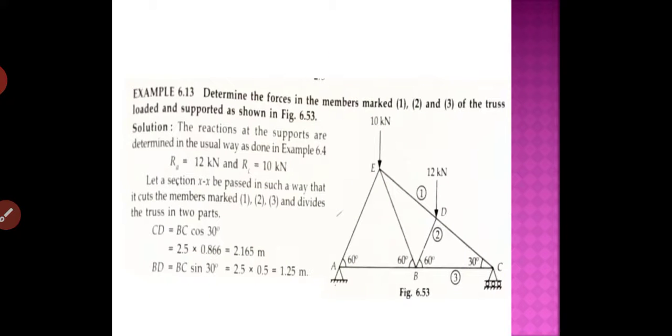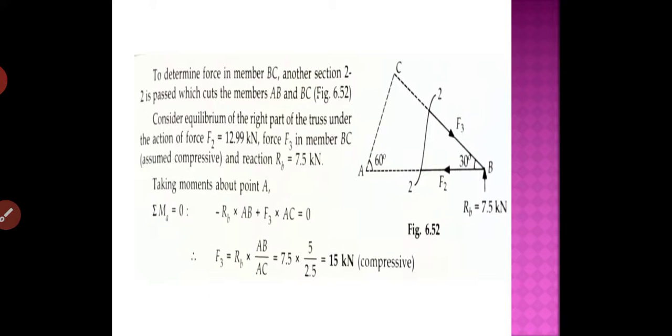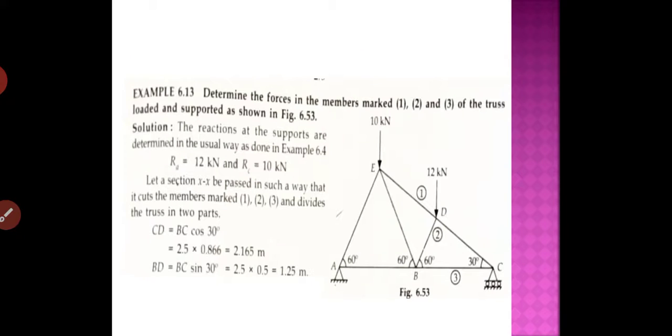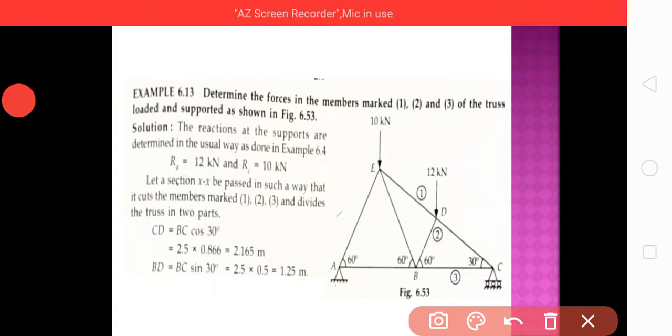This is your next problem. Determine the forces in the members marked 1, 2 and 3. These are 1, 2 and 3. Determine the forces in the members. The solution is, the reactions at the support are determined in the usual manner as was done earlier. How? Let us discuss it.